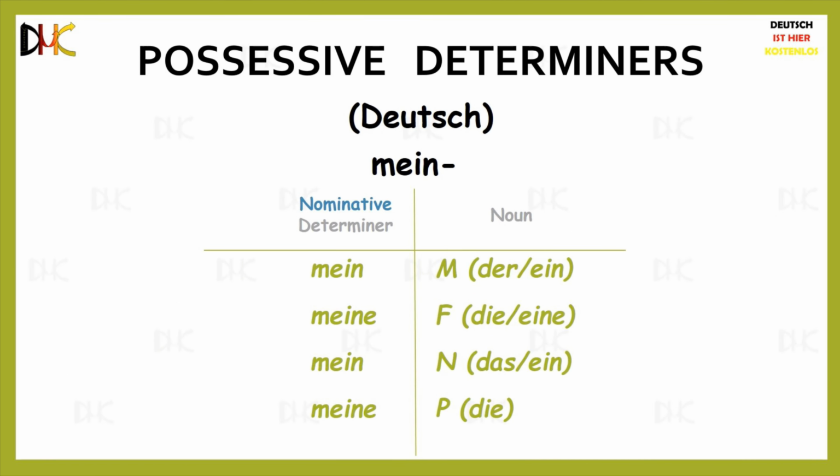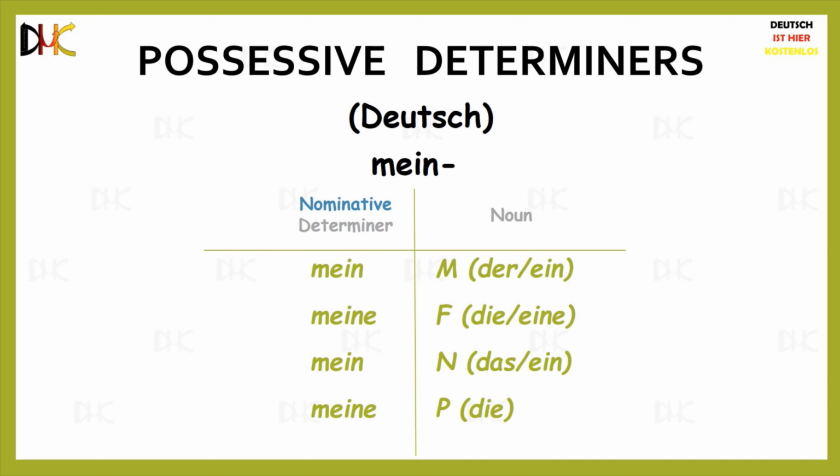The nominative case is the simplest to remember. Let's consider the possessive determiner mein. When the following noun is masculine, the determiner is simply mein. When the following noun is feminine, the determiner becomes meine. When the following noun is neuter, the determiner is again simply mein. When the noun is plural, the determiner becomes meine.